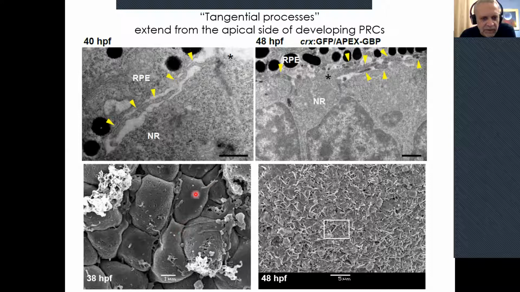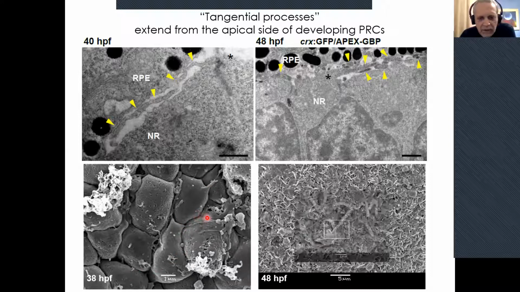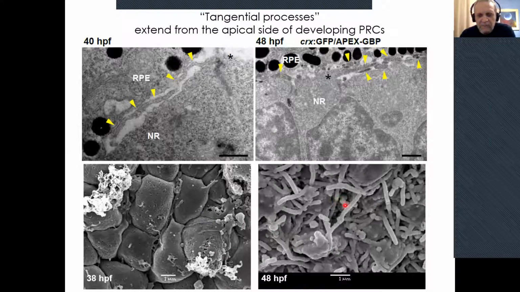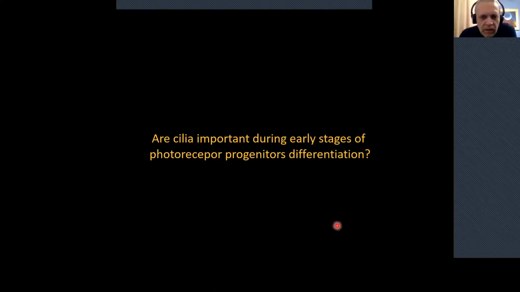We see a few processes, tangential processes over the cells, but then when we look at 48 hours, it's almost completely packed with processes. It's very difficult to see the apical surfaces of the cells because they are completely covered with these apical processes. We don't know what they are, so that's the whole story by now. But they are very dynamic and very interesting, so we are trying to look at them now.